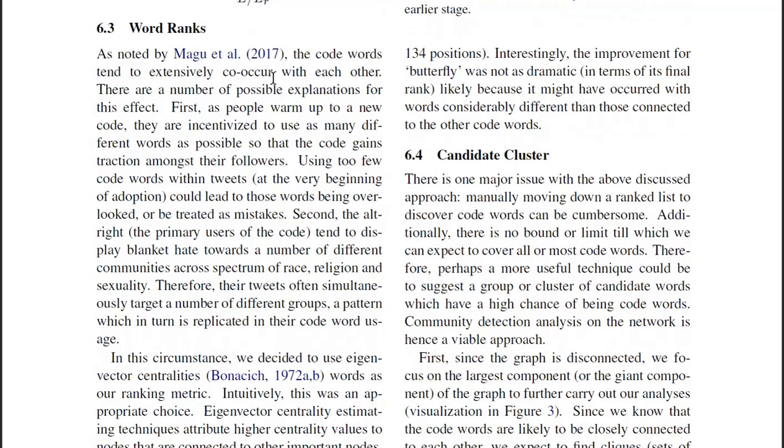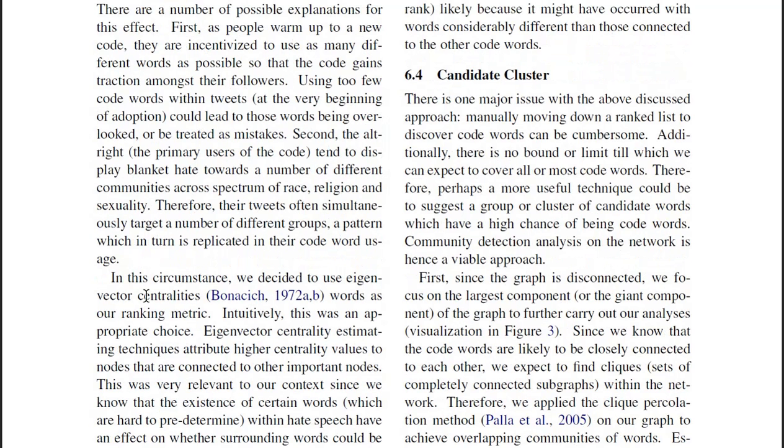Word ranks. As noted by Magu et al., 2017, the code words tend to extensively co-occur with each other. There are a number of possible explanations for this effect. First, as people warm up to a new code, they are incentivized to use as many different words as possible so that the code gains traction among their followers. Using too few code words within tweets could lead to those tweets being overlooked or treated as mistakes. Second, the alt-right, the primary users of code, tend to display blanket hate towards a number of different communities across the spectrum of race, religion, and sexuality. Therefore, the tweets often simultaneously target a number of different groups, a pattern which in turn is replicated in their code word usage.